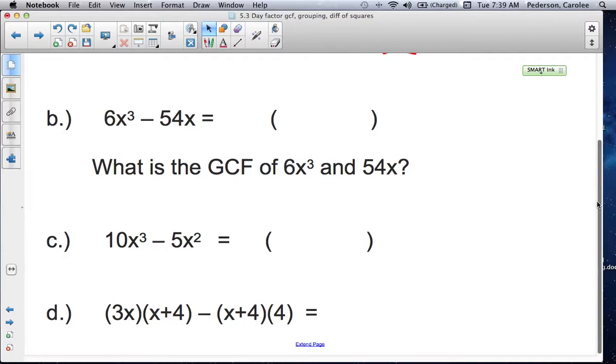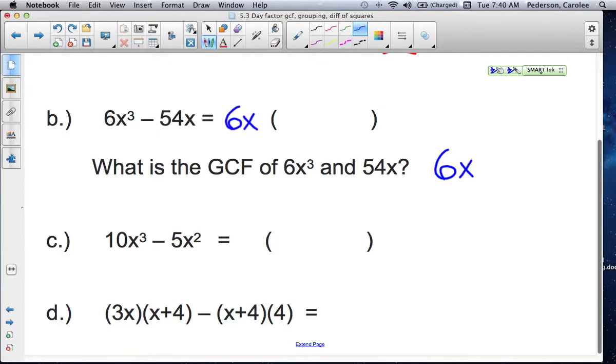6x cubed minus 54x. What is the GCF of 6x cubed and 54x? So we say, what can we divide into just the 6 and the 54? Well, I can divide both of them by 6. I can also take out an x. So this is going to be my GCF for this problem.